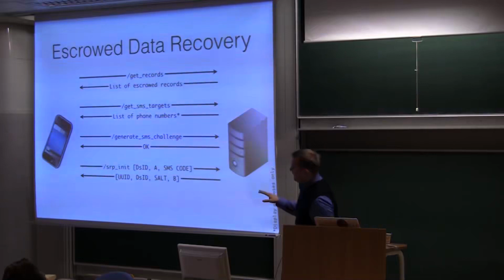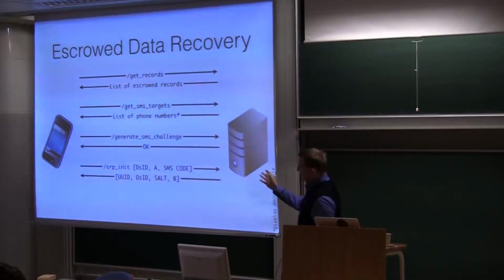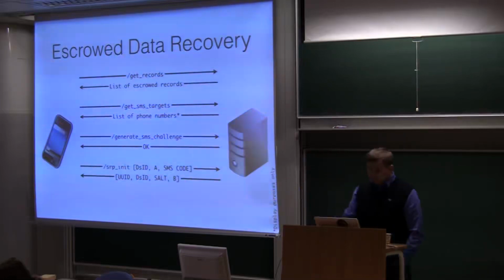So the SRP init command accepts the DSID. DSID is a numeric identifier of your Apple ID, which is probably directory services ID or something. A is the random number, SMS code is the SMS challenge, and the server responds with the unique ID of the transaction, the same DSID, the random salt associated with the account, and the random value B.